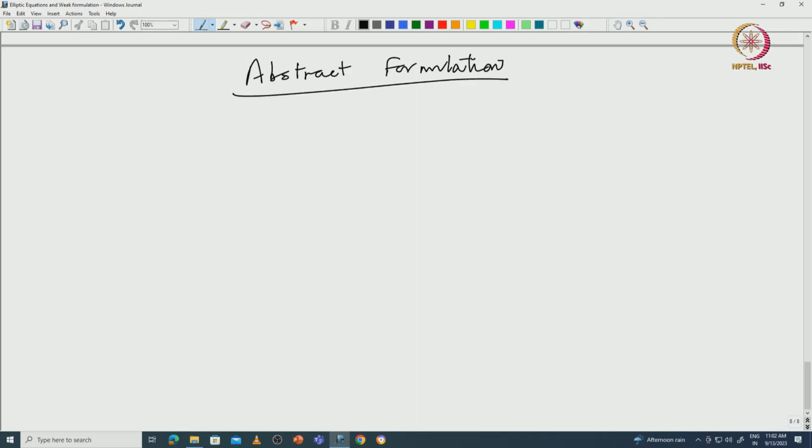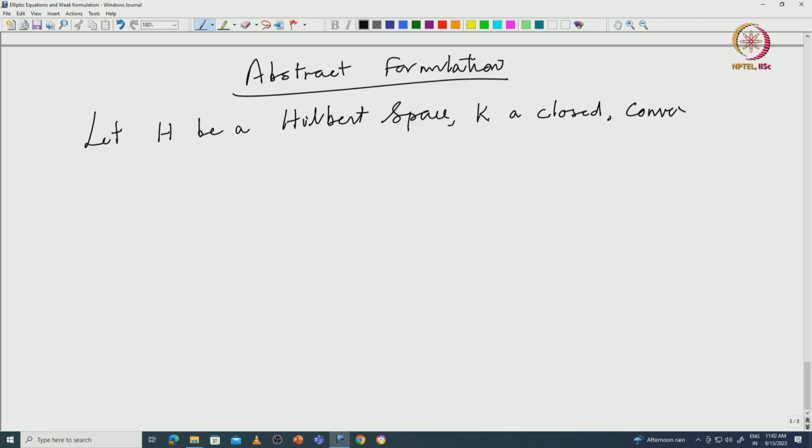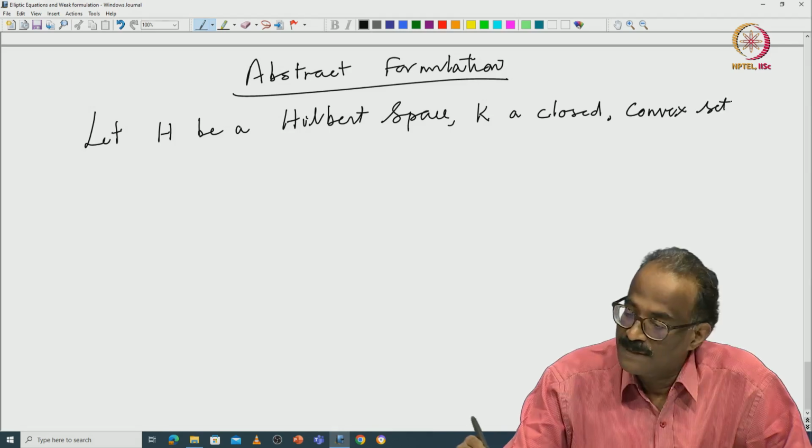Okay. So let H be a Hilbert space, not necessarily H1 naught or H1, and K a closed convex set in H. Some functional analysis and a little more knowledge on weak topology is important to prove the result which I am telling.